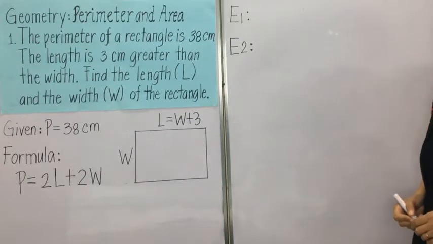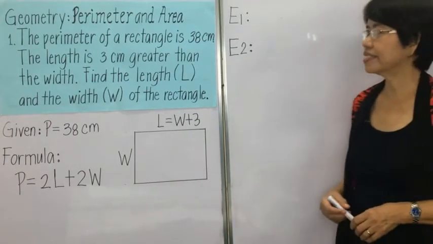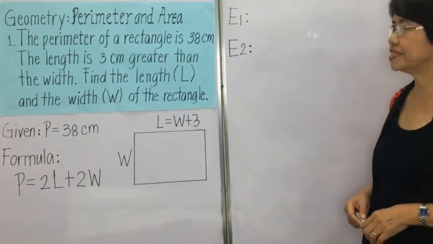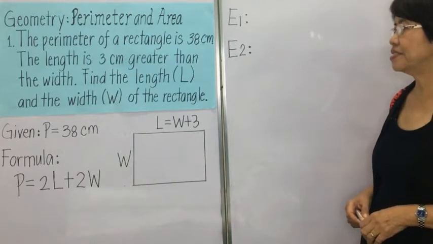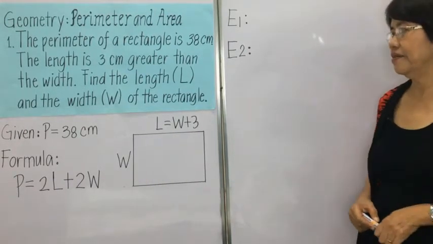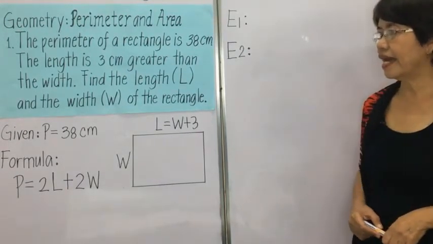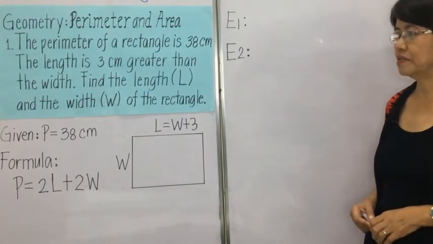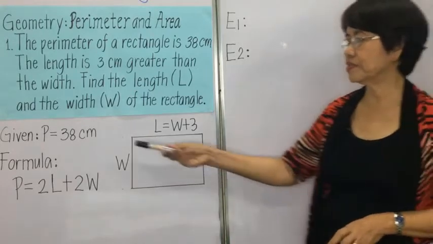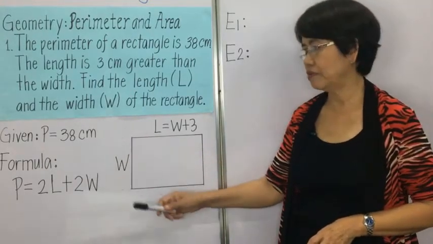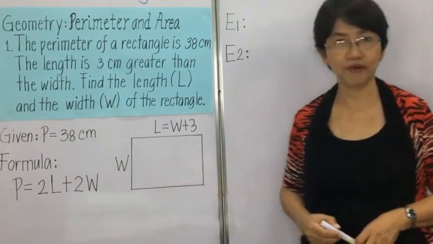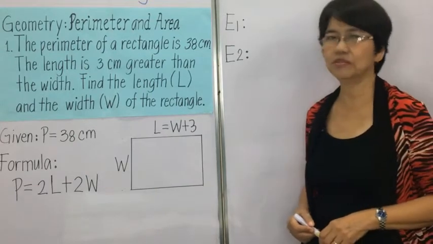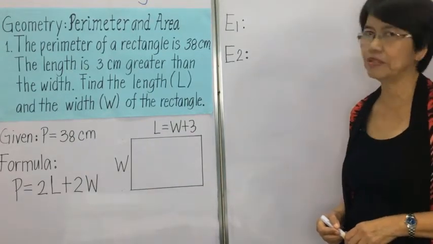Problem number 1. The perimeter of a rectangle is 38 centimeters. The length is 3 centimeters greater than the width. Find the length L and the width W of the rectangle. So we are given the perimeter, 38 centimeters, and we will be using the perimeter formula. P is equal to 2L plus 2W.